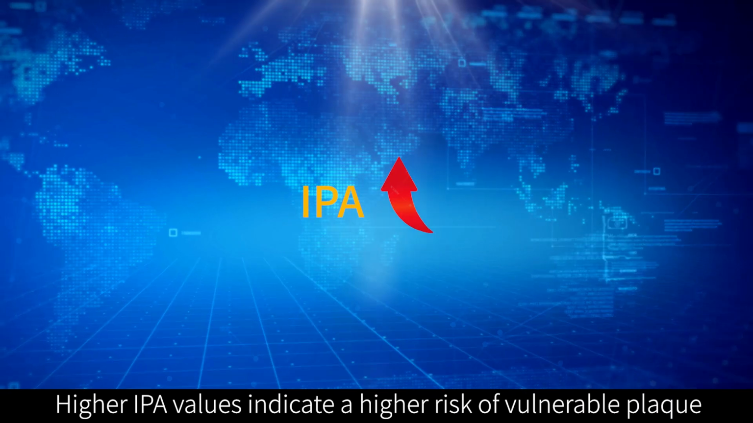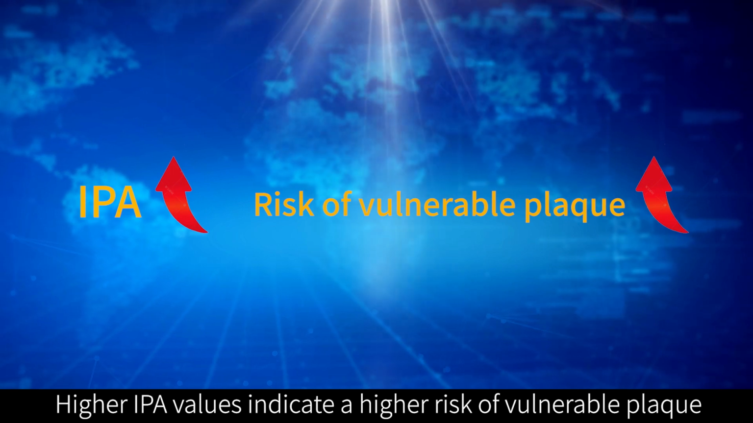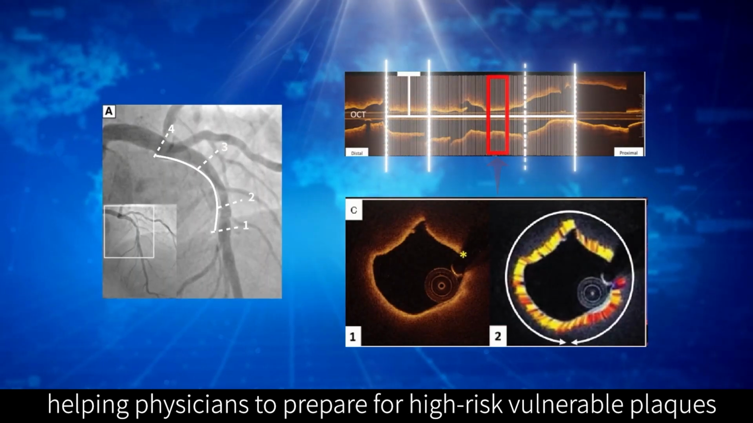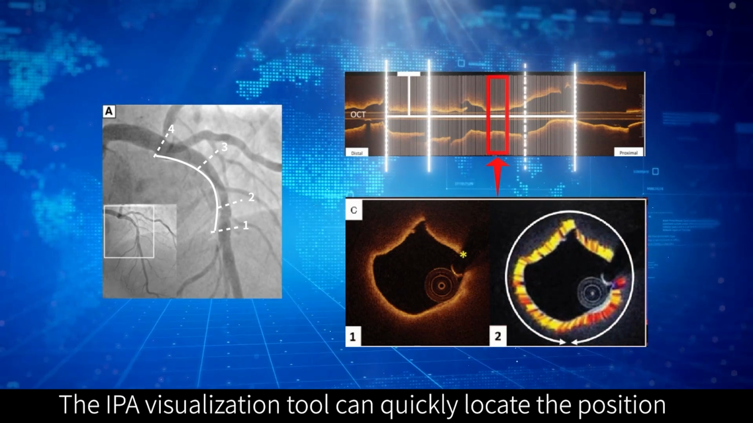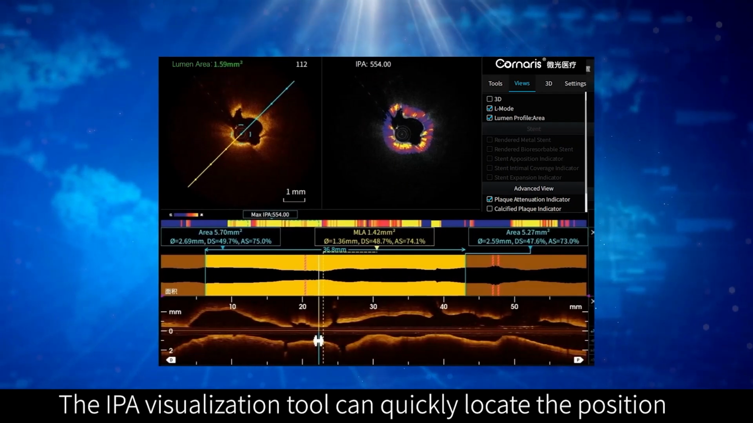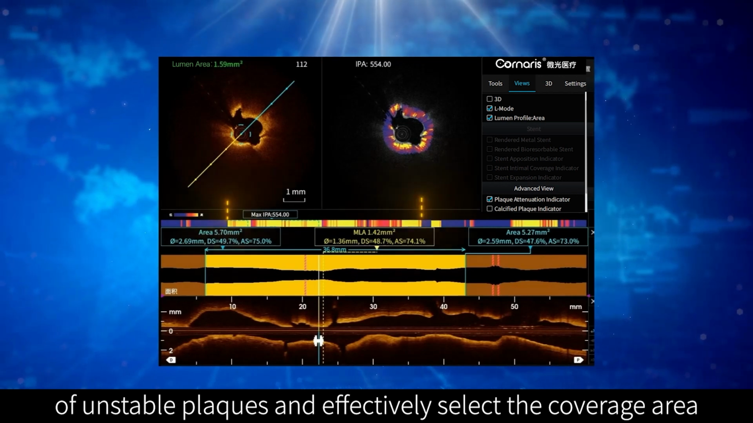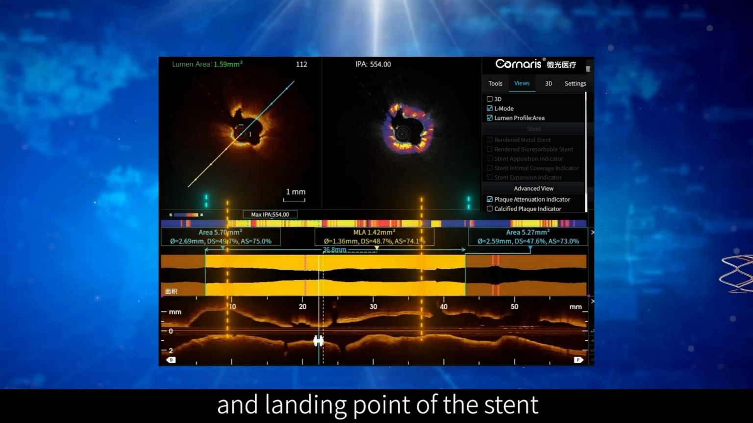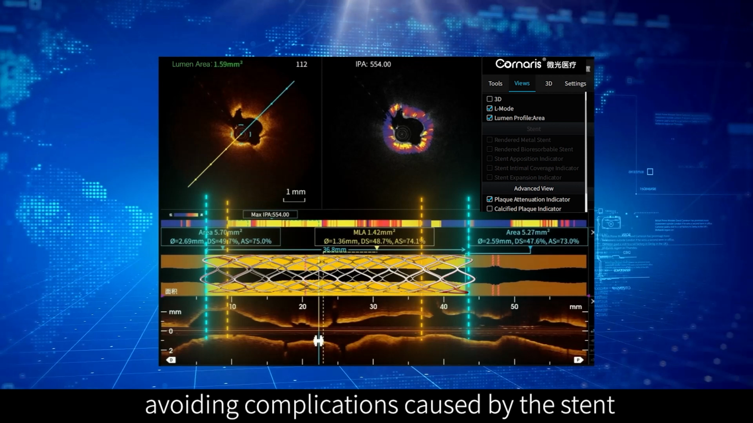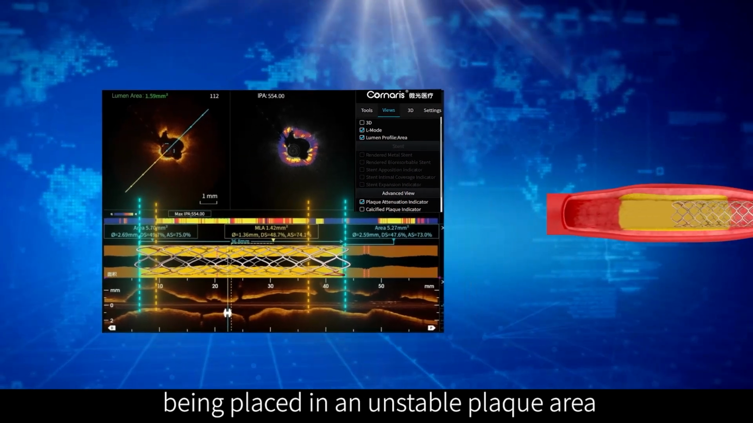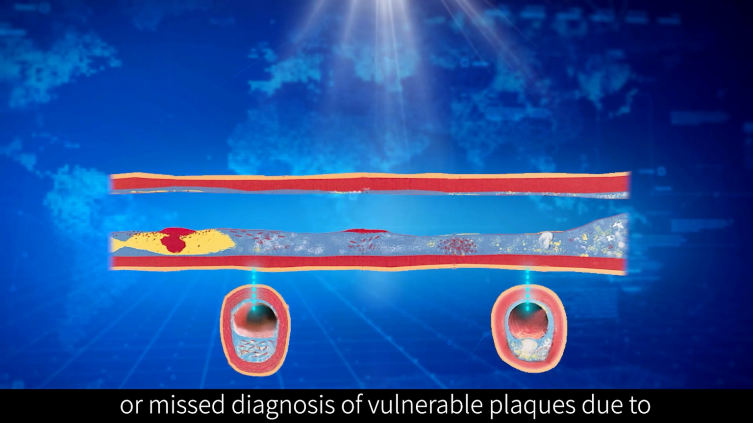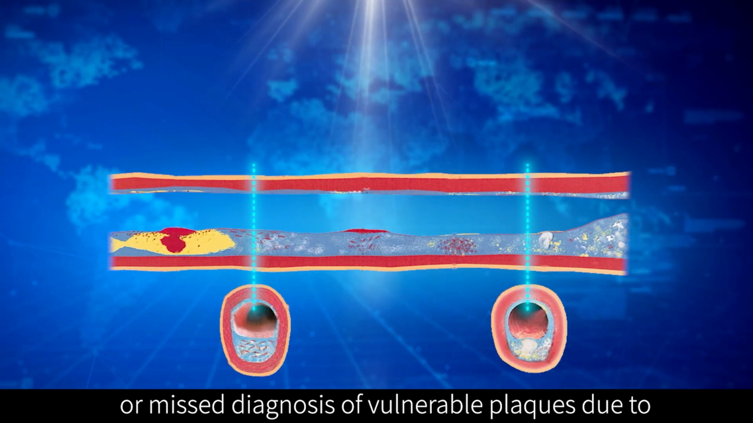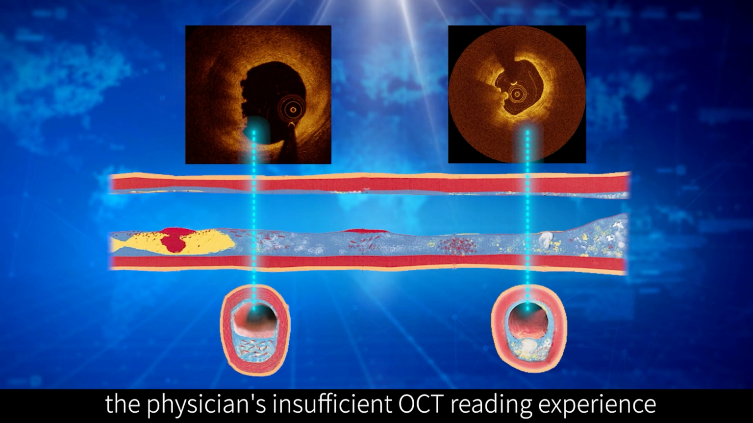Higher IPA values indicate a higher risk of vulnerable plaque, helping physicians to prepare for high-risk vulnerable plaques and prevent long-term risks. The IPA visualization tool can quickly locate the position of unstable plaques and effectively select the coverage area and landing point of the stent, avoiding complications caused by the stent being placed in an unstable plaque area. This tool can also prevent the misdiagnosis of vulnerable plaques due to the physician's insufficient OCT reading experience.